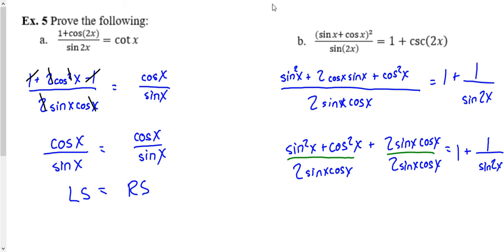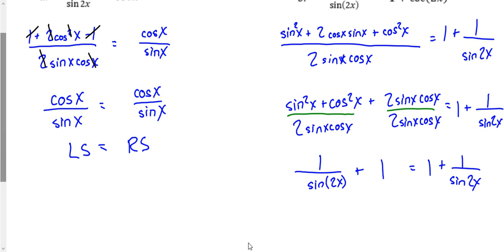Okay, so what do we end up with here? Sine squared x plus cos squared x here, that's the Pythagorean identity. That's just 1 up top. 2 sine x cos x on the bottom there, that's the same thing as saying sine 2x, so double angle, plus this here would just cancel out as 1, and of course that's all equal to 1 plus 1 over sine 2x. And so there we go. Again, we have the left side matching up with the right side.